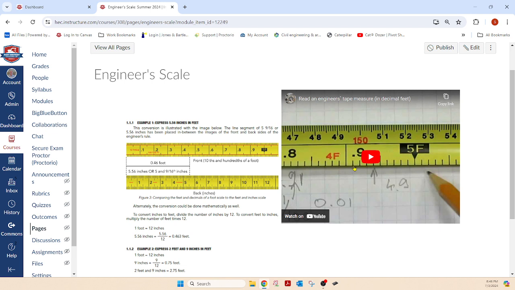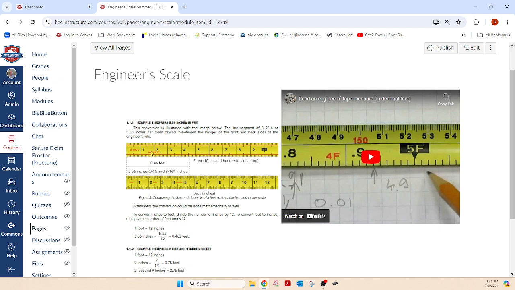And then these down here are in hundredths. This is tenths, and these little marks are hundredths down here. Here's 1/10, and here's 1, 2, 3, 4, 5, 6, 7, 8, 9, 10 hundredths, right? So that's a real quick lesson on the engineer scale, but let's try to go a little further with it, talk a little bit about conversion.